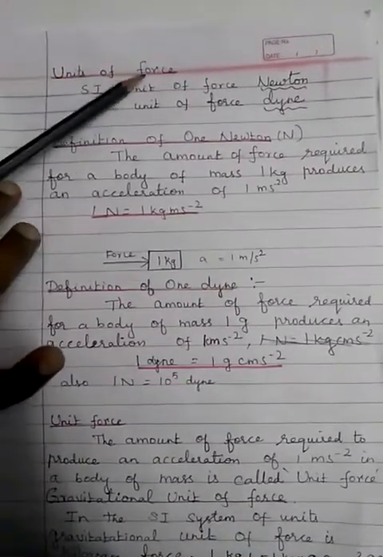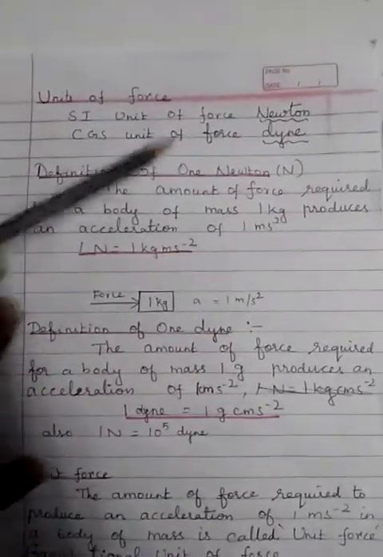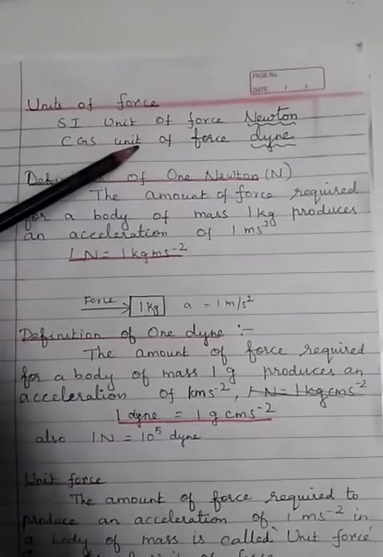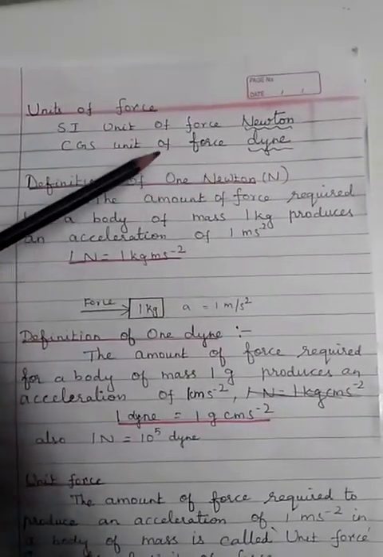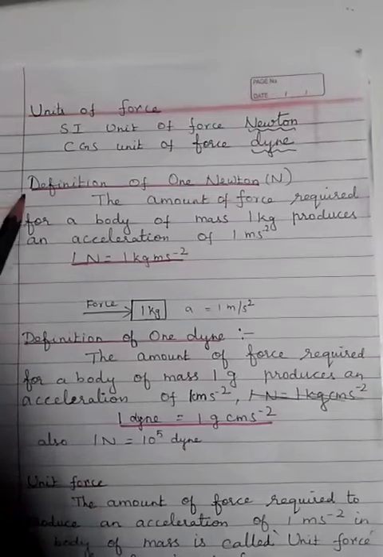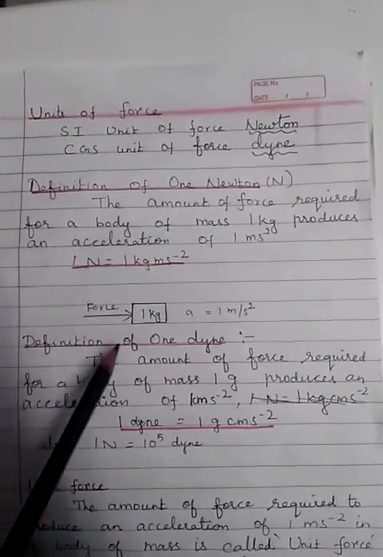Next, units of force. What is the SI unit of force? Newton. What is the CGS unit of force? Dyne. Already you know, isn't it? So let us see the definition of 1 Newton and 1 dyne.